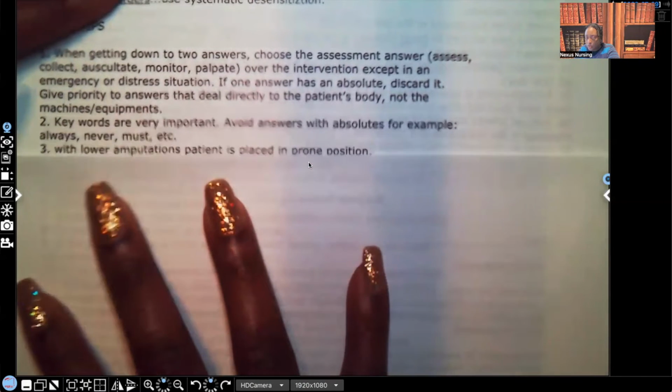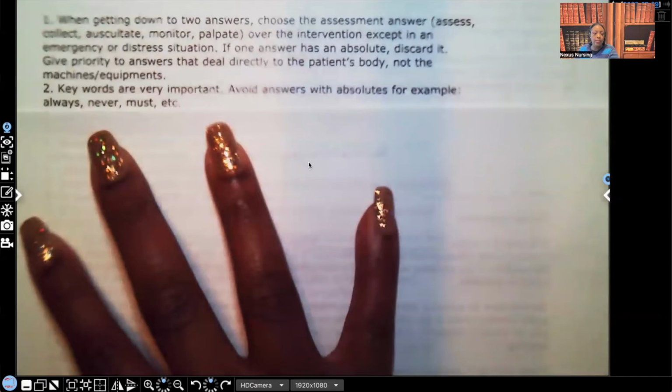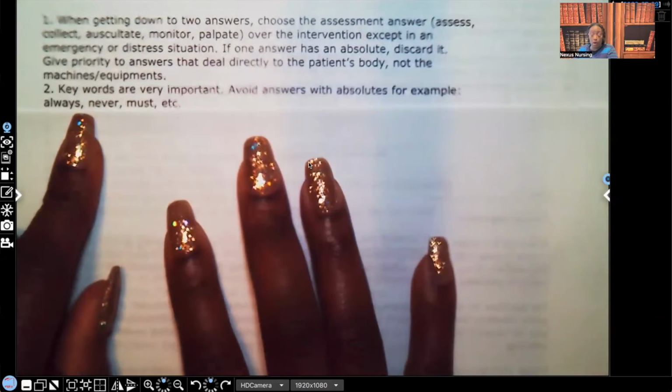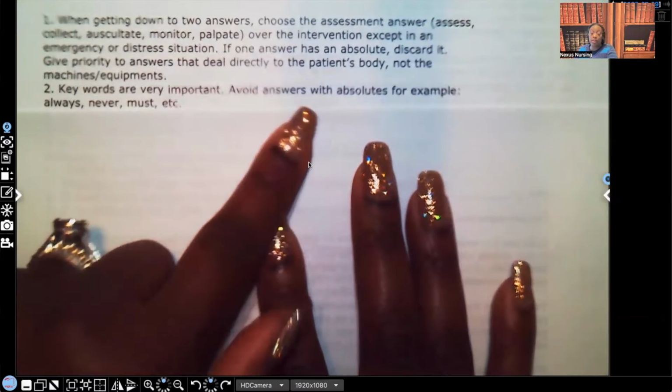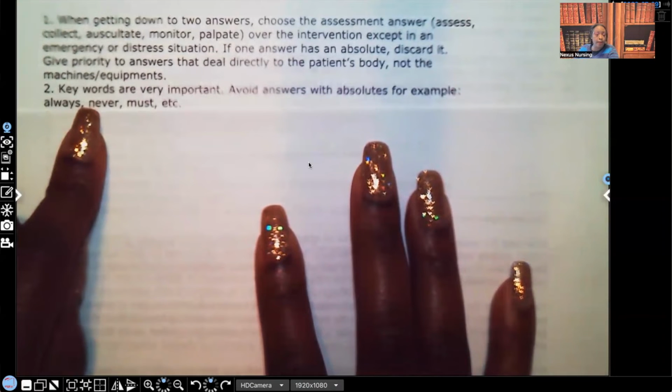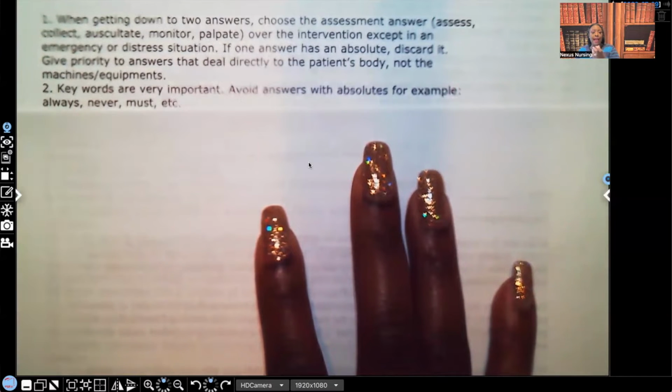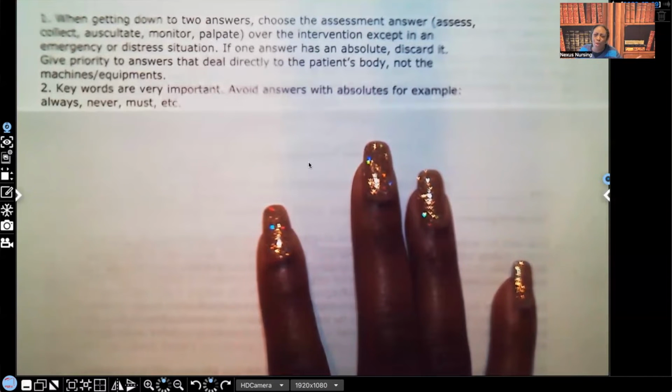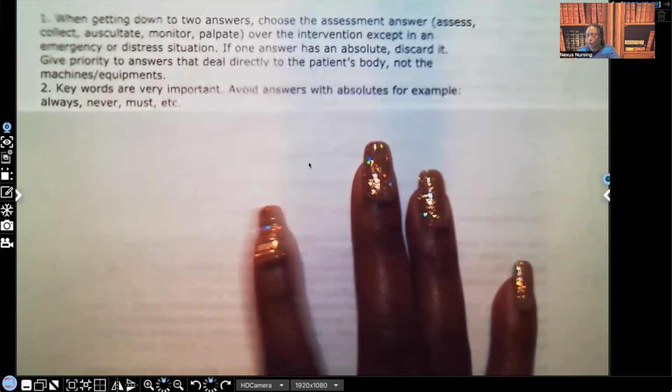All right, let's look at number 2. Keywords are very important. Avoid answers with absolutes. I cannot stress this enough. Stay away from them unless you know for sure that that's your answer. So examples: always, never, only. Don't choose it unless you know for sure that's your answer choice, guys. Absolute gives you no wiggle room. Always, that means there's no exception. Only, that means there's no exception. Never, that means there's no exception. And guess what? 99.9% of the time, there's always an exception. So don't choose that unless you know for sure that's your answer choice.